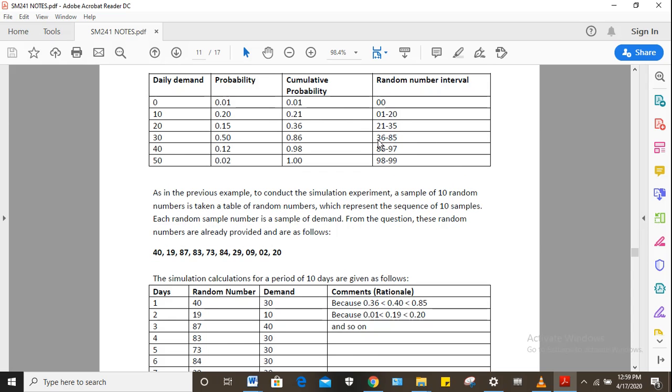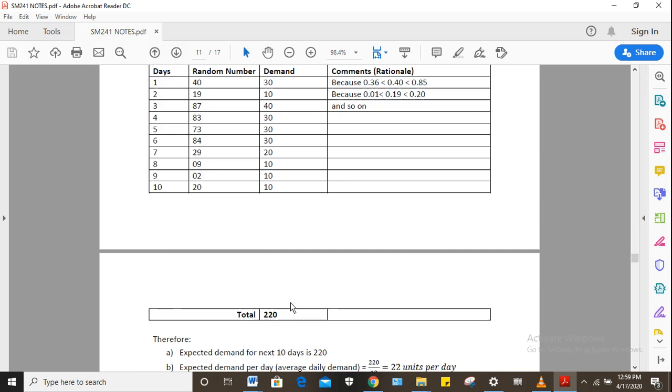And in this random number interval, what is the daily demand? It's 30. You see that? That's your 30. Next, 19 falls in this interval. What is the demand? It's 10. Then you do the same for all those numbers.